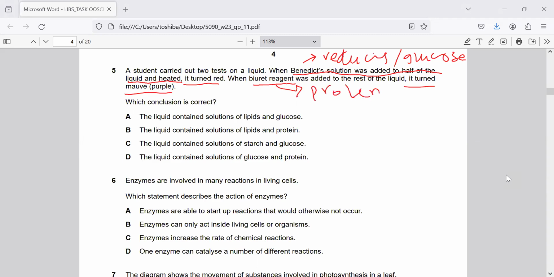So, which conclusion is correct? Option A says the liquid contains lipids and glucose. No, it contains glucose but not lipids. Option B says the liquid contains a solution of lipids and proteins. It contains proteins but not lipids. Option C says the liquid contains a solution of starch and glucose. It contains glucose but not starch. Option D says the liquid contained a solution of glucose and protein. Yes, it contains the solution of glucose and proteins.